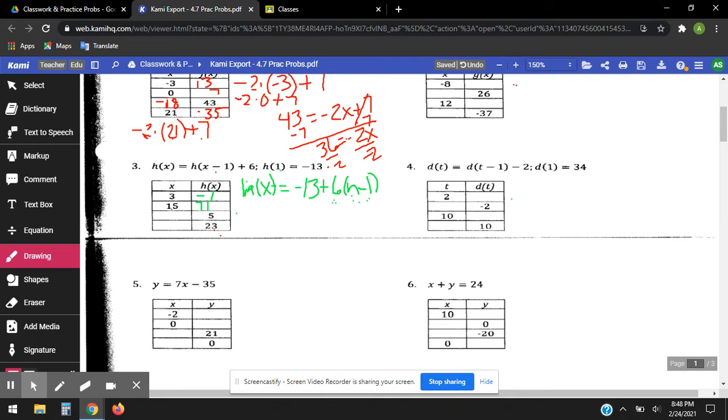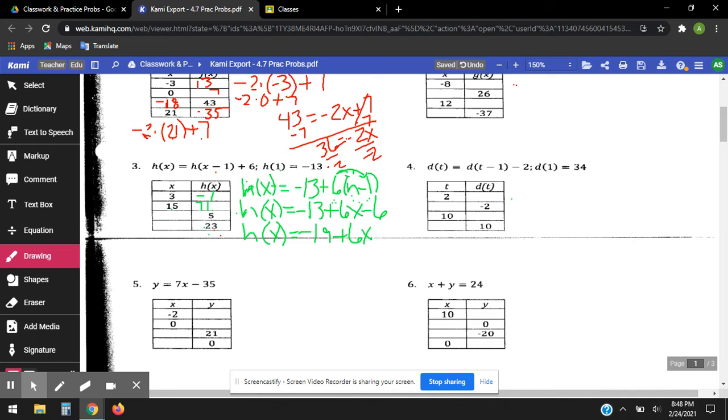I'm actually going to simplify this a little bit before I plug in for my x. So I'm going to distribute my 6 to both of those. So h of x equals -13 plus 6x minus 6. So then my explicit is a little bit cleaner for when I have to plug in my y's. So -13 minus 6 is -19 plus 6x.